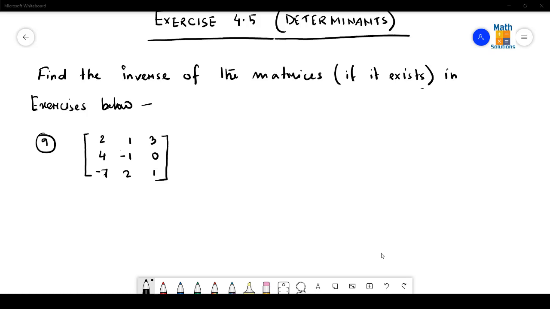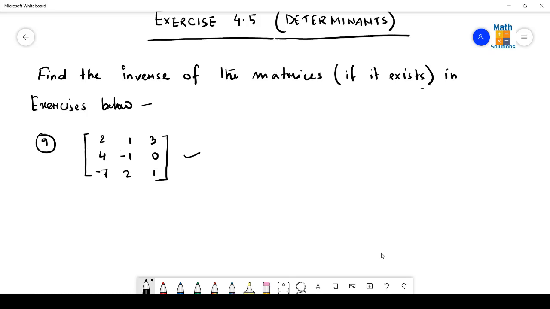Hello everyone. Through this video we are going to discuss some of the important questions of exercise 4.5 in the chapter of determinants. I'm starting with question number 9. Actually in this part we have to find out the inverse of the matrices, if it exists, in the given exercises. So here is the matrix given in number 9.